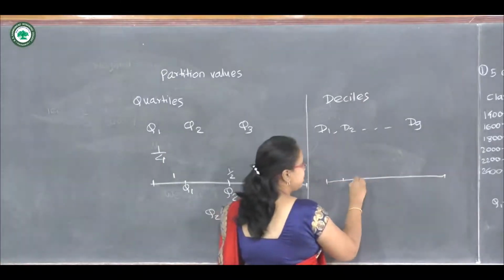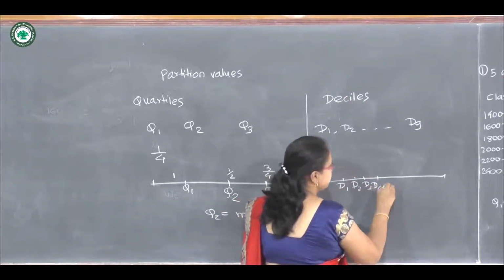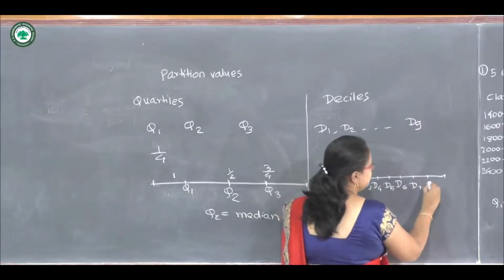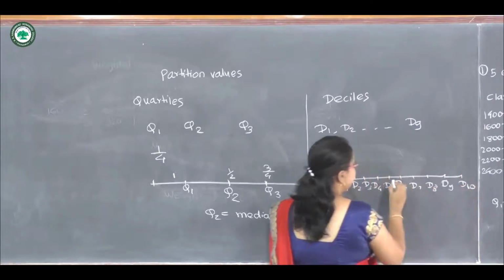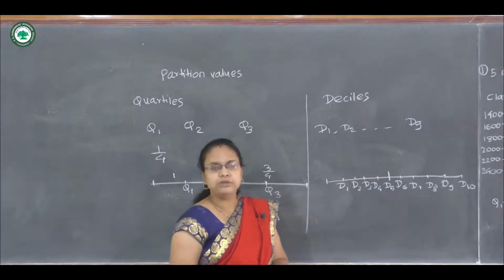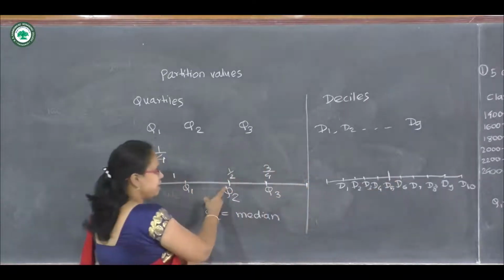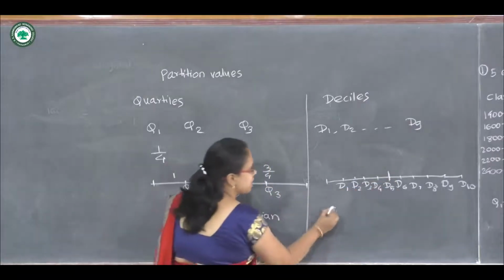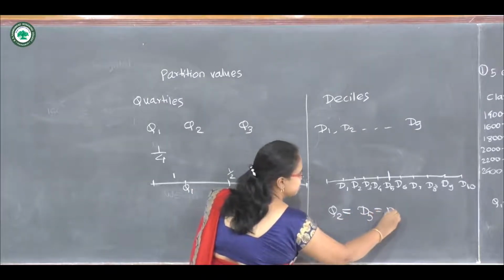So we have to make D6, D7, D8, this is D9 and D10. So here we can notice that this D5 will divide the data into two equal parts. So this is same as the second quartile and this is same as the median. Means we can write Q2 is same as D5, which is same as median.